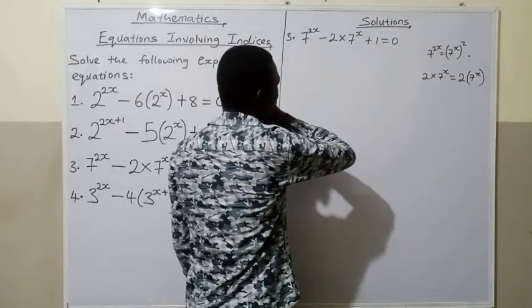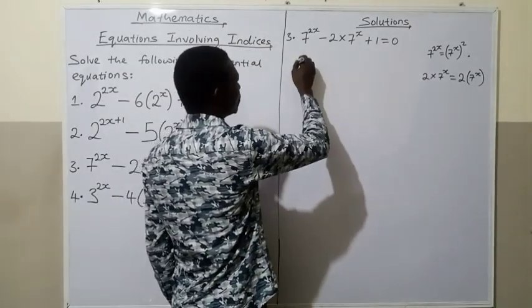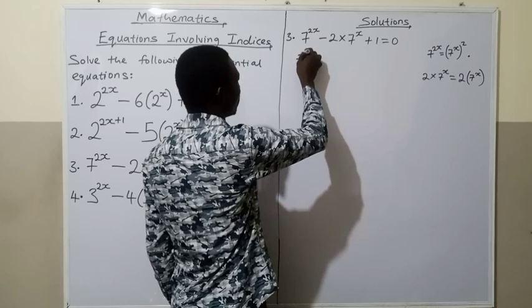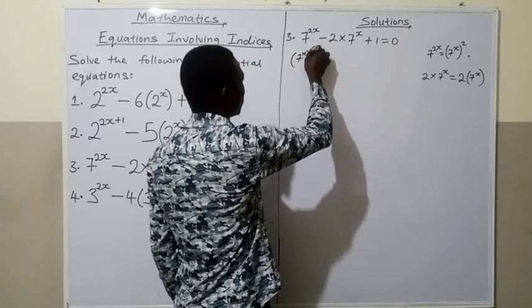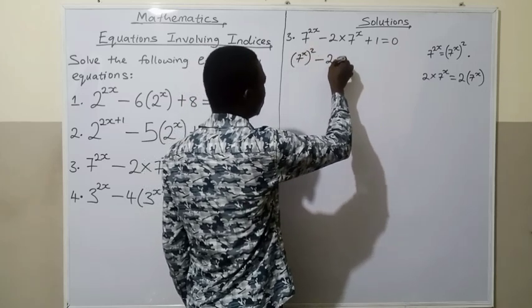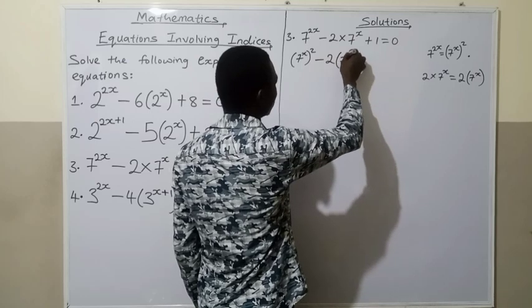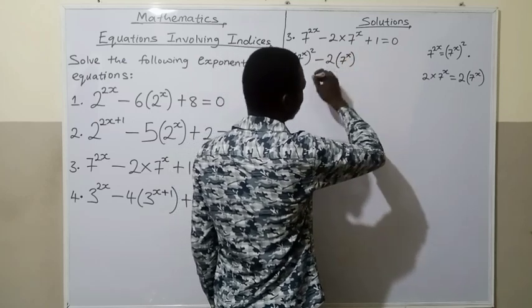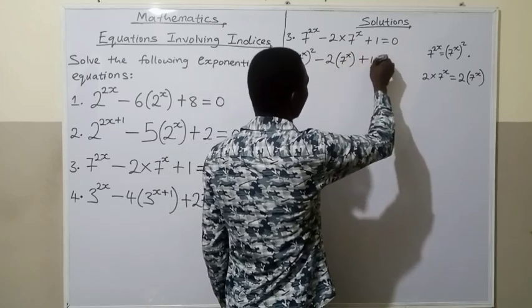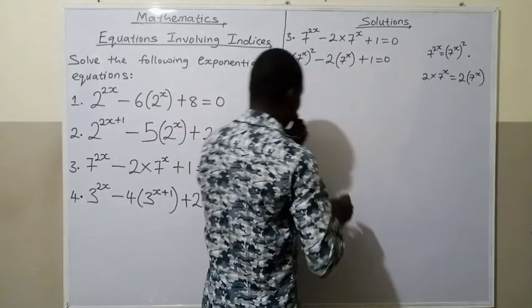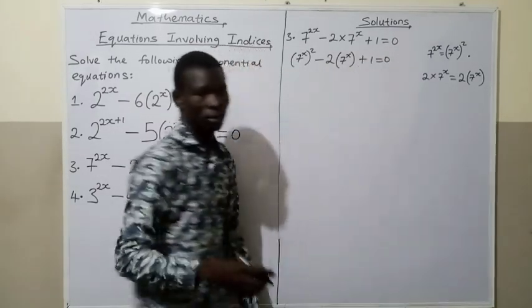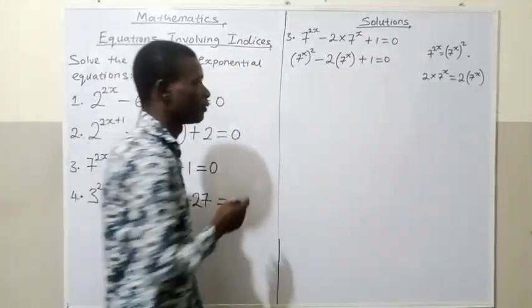So in the place of 7 raised to power 2x, what will I be having? I'll be having 7 raised to power x, and then raised to power 2, minus 2, open bracket, 7 raised to power x, and then plus 1 equals 0. So that's the first step. The next thing now is to introduce our variable.